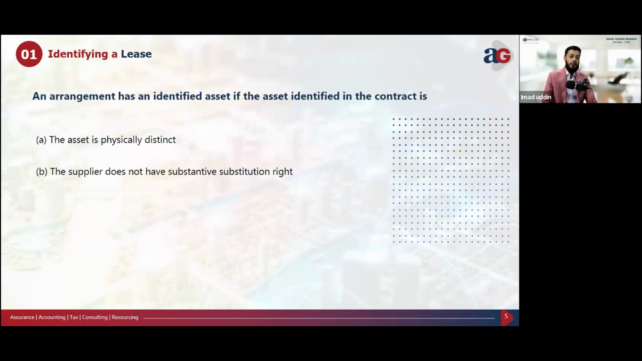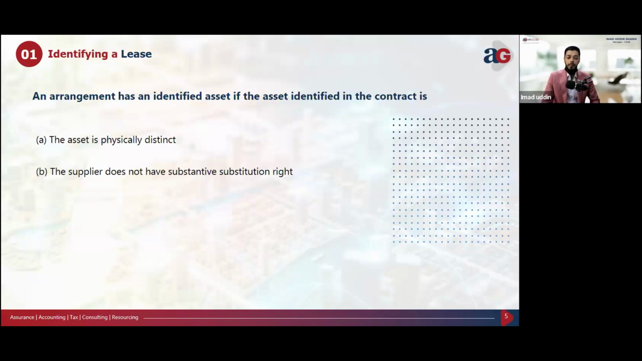So for an arrangement to have an identified asset, the asset should be physically distinct and the supplier should not have the substitution right. So let's say we're talking about the bandwidth of internet or optical fibers. Let's say you're about to lease 70% of the capacity of the optical fiber. So is that 70% capacity distinct from the remaining 30% capacity? And this is the question we're going to delve into.